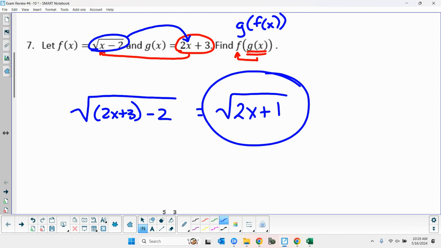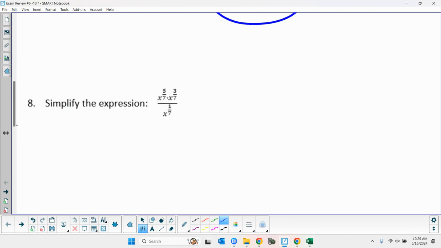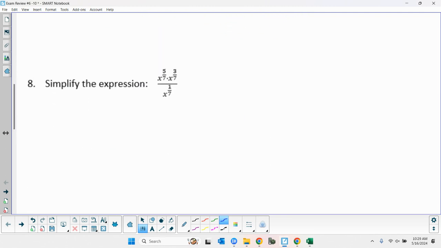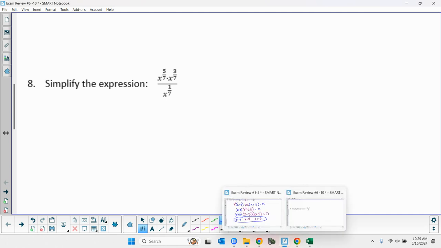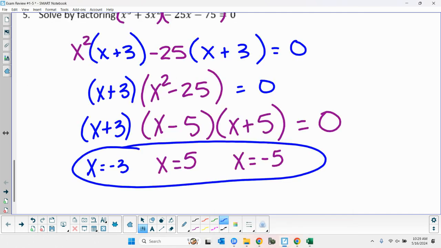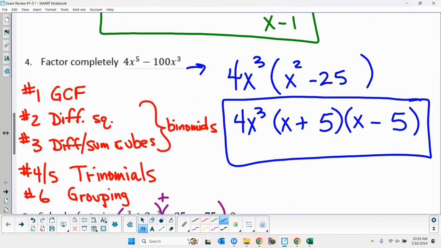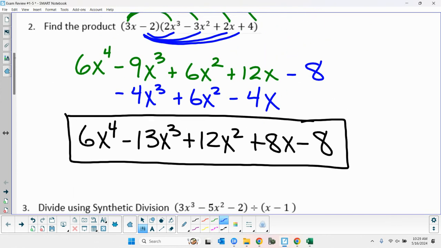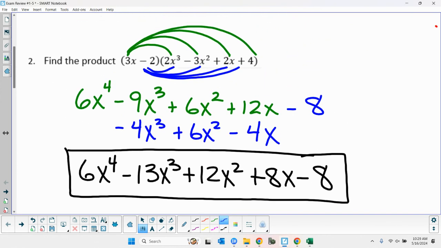Okay, number 8. This is the type of problem I already did, where we multiply the coefficients. What do we do to the exponents? Add, right? So this is the same type of problem.